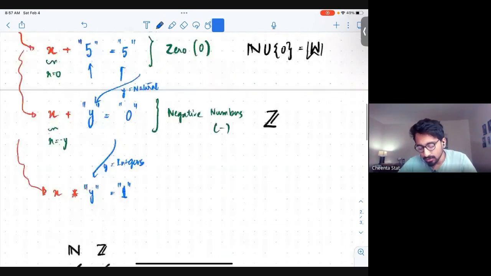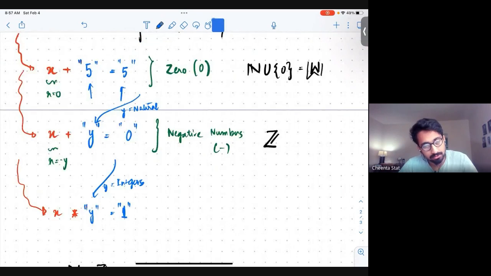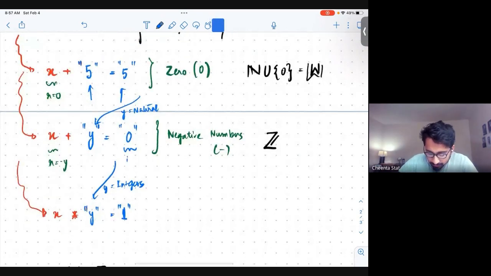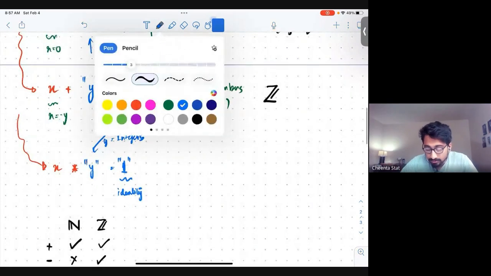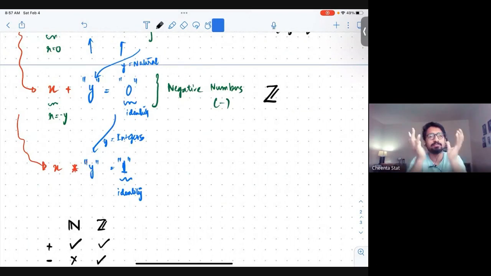Probably you've learned in college mathematics, these are called identity elements, okay? Mathematicians have this is the multiplicative identity, this is the additive identity. And these identity elements are very interesting, because that's where this story has been built over the past years.